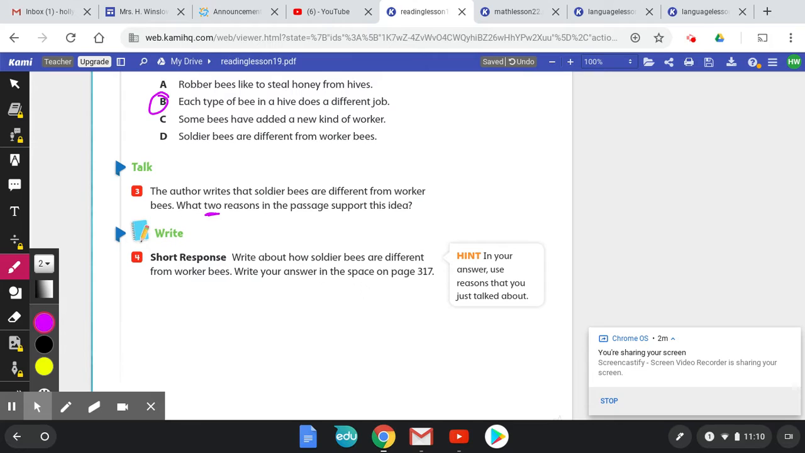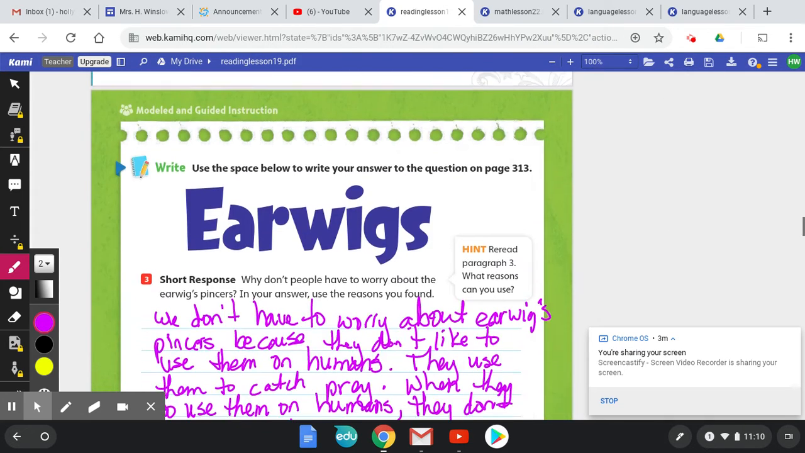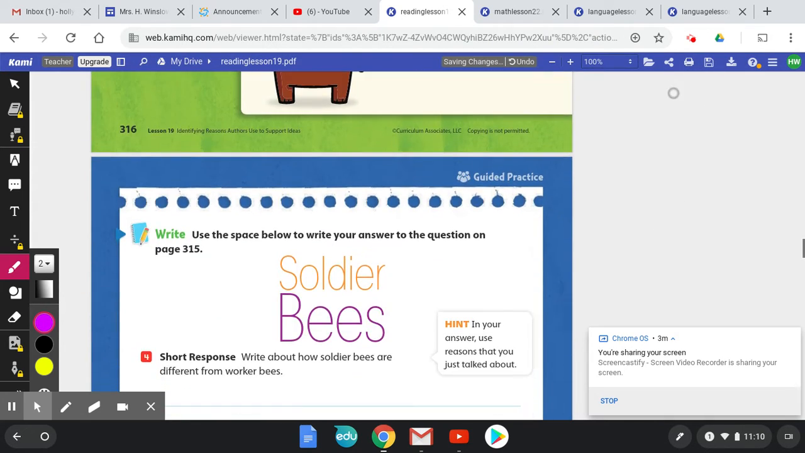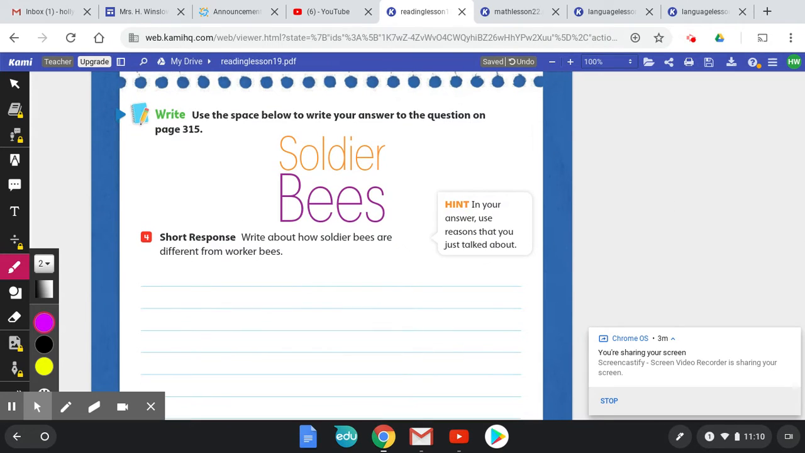And then for the short response, we're going to be on page 317. So you can turn to page 317 and it'll give you all this information right here again. It says, write about how soldier bees are different from the worker bees. And in your answer, use reasons that you just talked about.